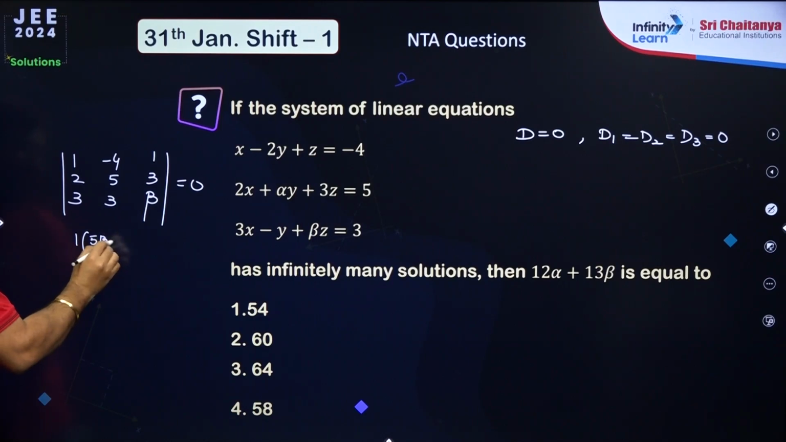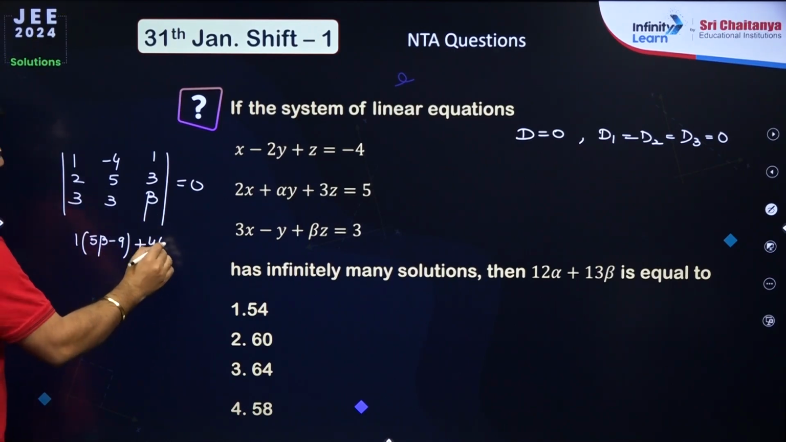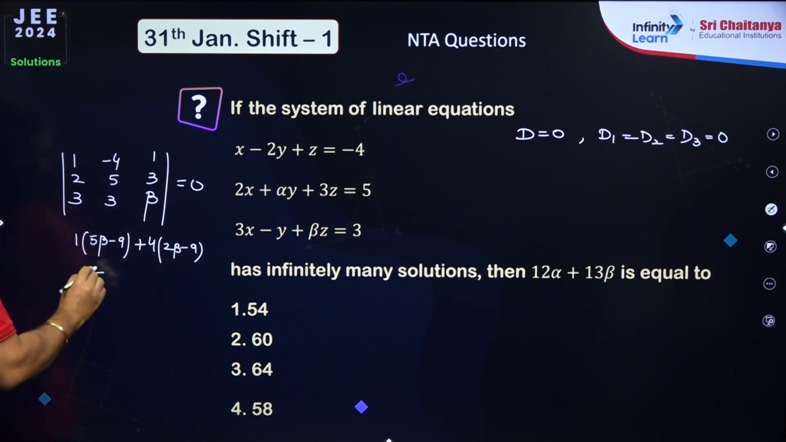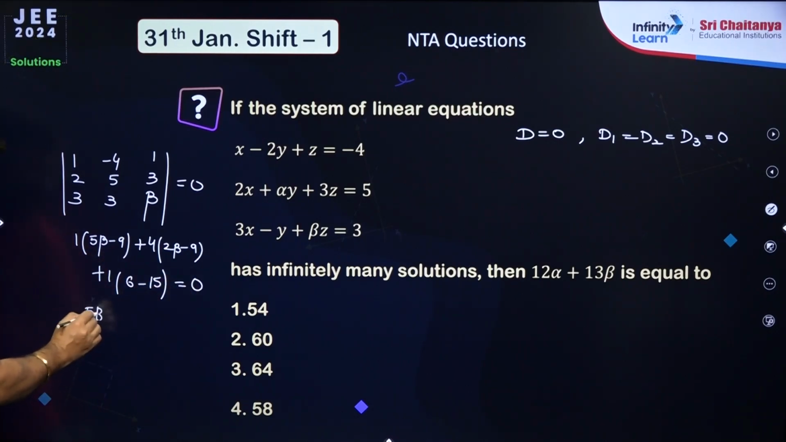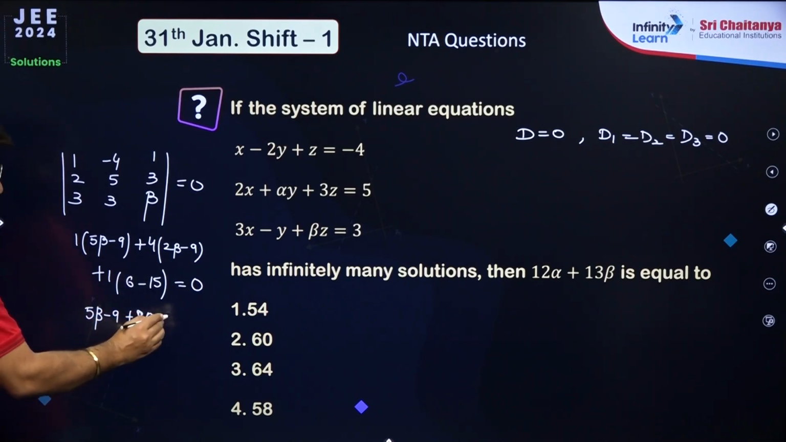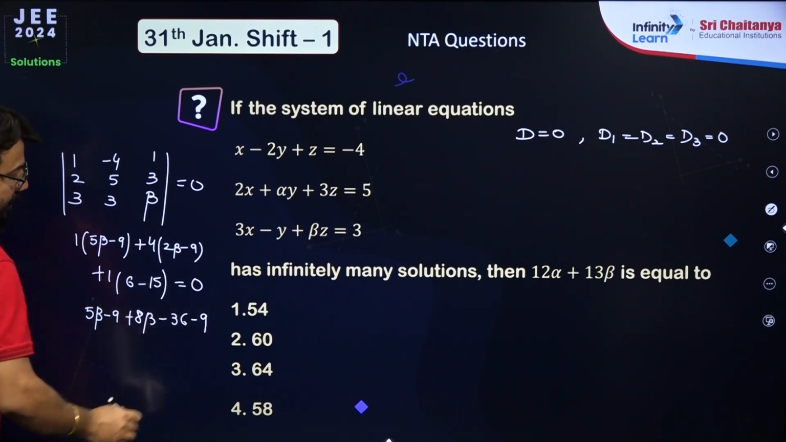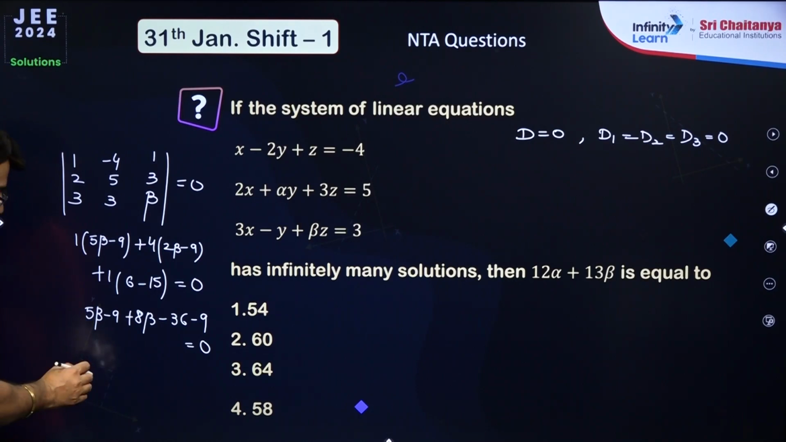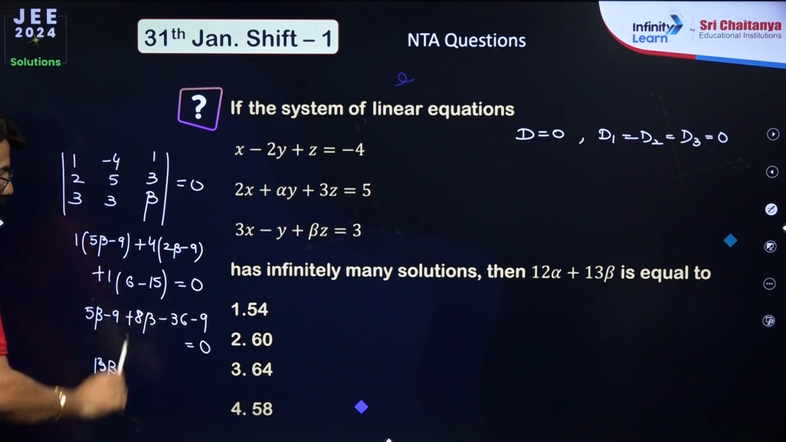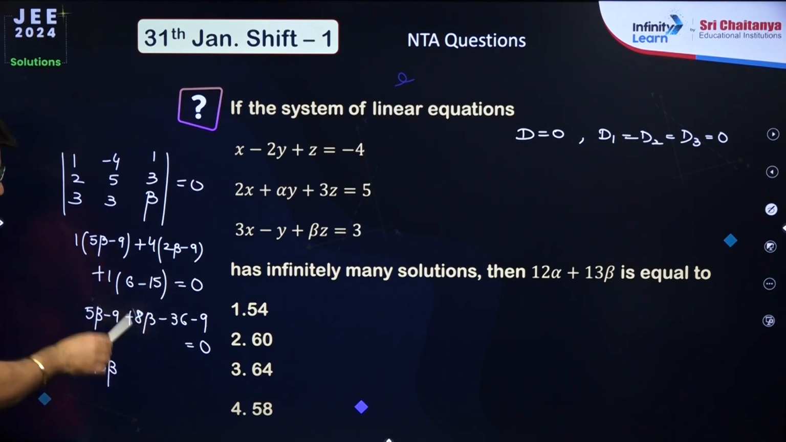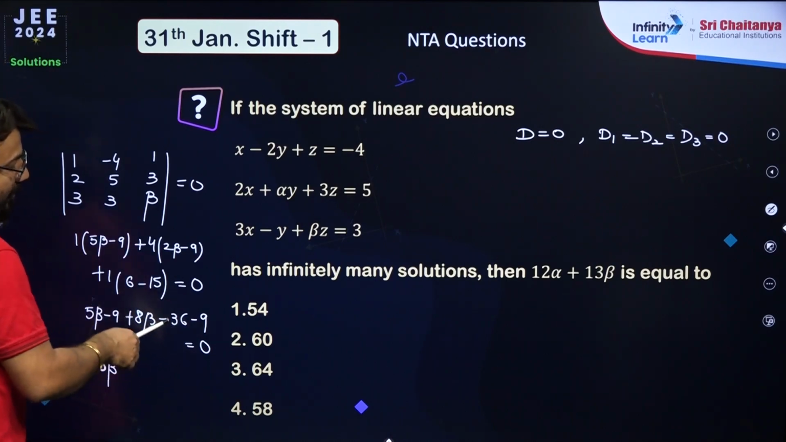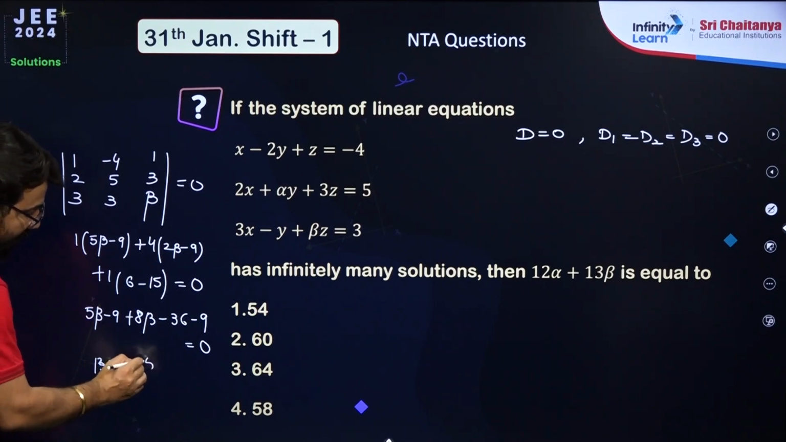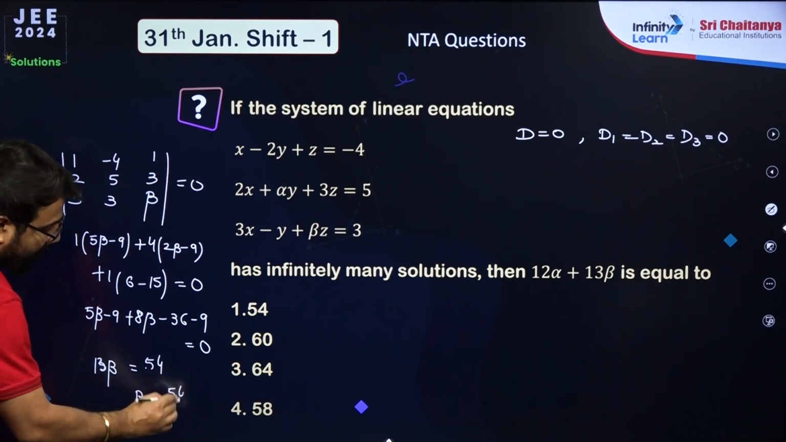1 into 5 beta minus 9 plus 4 times 2 beta minus 9 and plus 1 times 6 minus 15. This will be equated to 0. So 5 beta minus 9 here becomes 8 beta minus 36 and here it is minus 9 and which equals 0. So it turns out to be 5 beta plus 8 beta. So that becomes 13 beta. And minus 9 it will become minus 18. Minus 18 and 36. So if I try to add these, that will become 54 will come. So beta value will be 54 over 13.